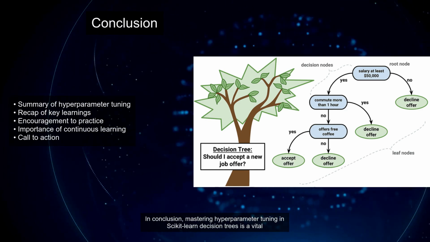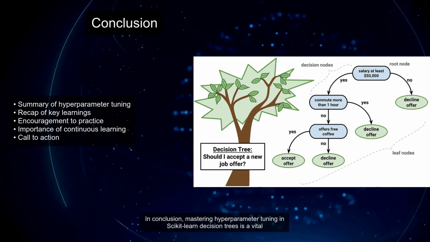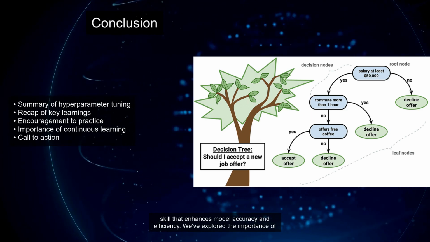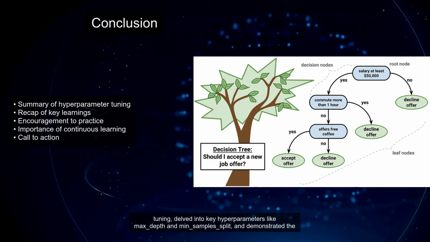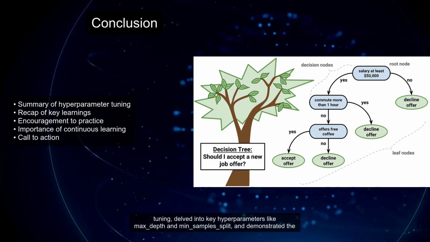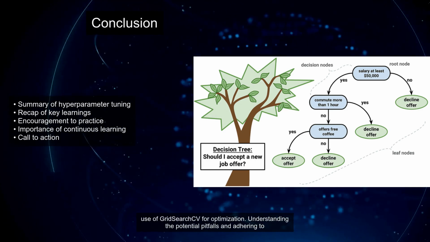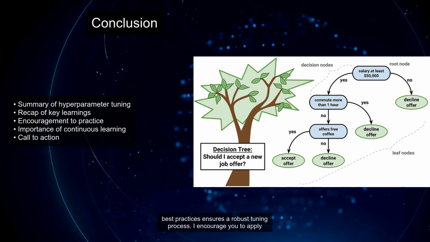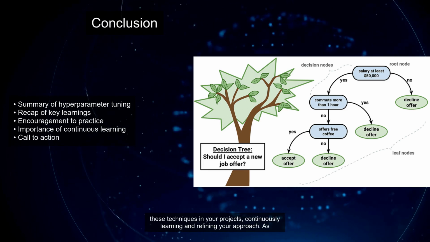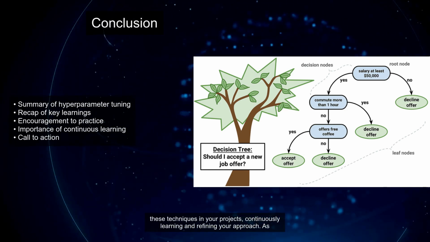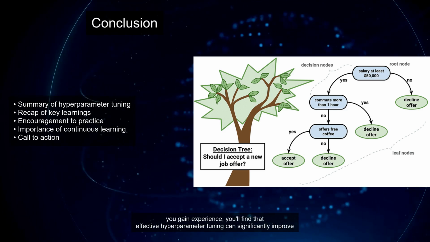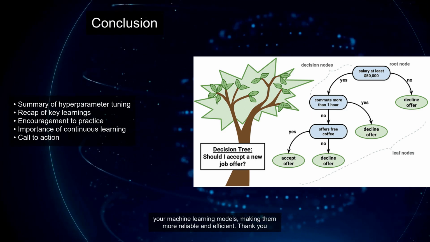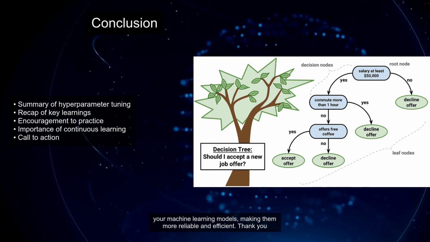In conclusion, mastering hyperparameter tuning in Scikit-learn decision trees is a vital skill that enhances model accuracy and efficiency. We've explored the importance of tuning, delved into key hyperparameters like max_depth and min_samples_split, and demonstrated the use of grid search for optimization. Understanding of the potential pitfalls and adhering to best practices ensures a robust tuning process. I encourage you to apply these techniques in your projects, continuously learning and refining your approach. As you gain experience, you'll find that effective hyperparameter tuning can significantly improve your machine learning models, making them more reliable and efficient.